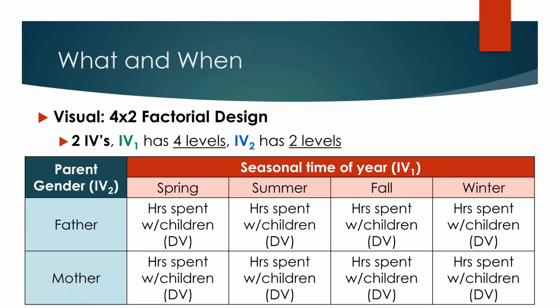Now the factorial design can also be represented using a table, much like the one you've seen here. You saw this last time in the one-way ANOVA slides. So we have the columns being the first one and the parent gender being the second one. Again, it is a 4x2 factorial design.